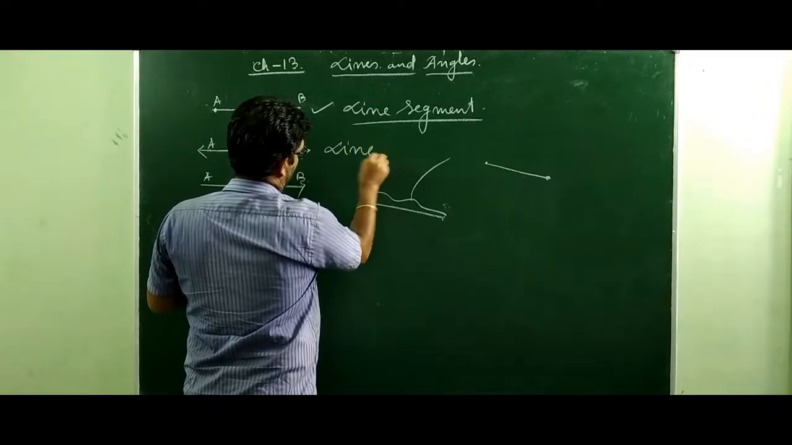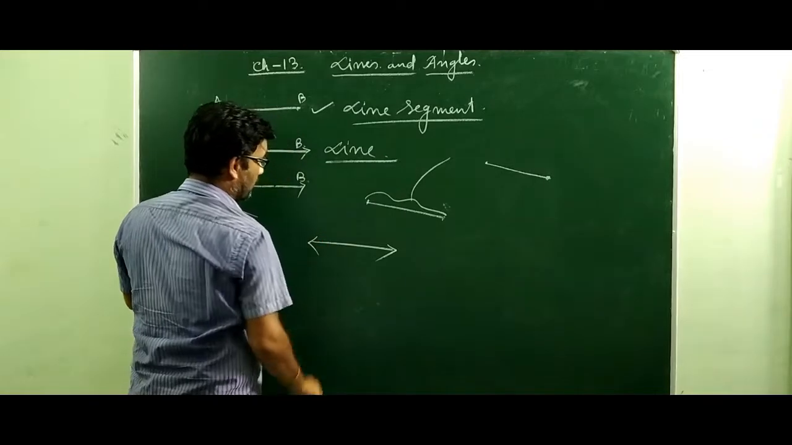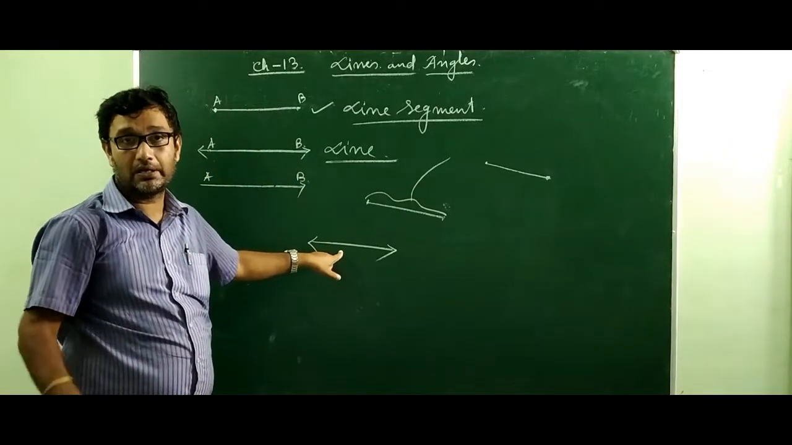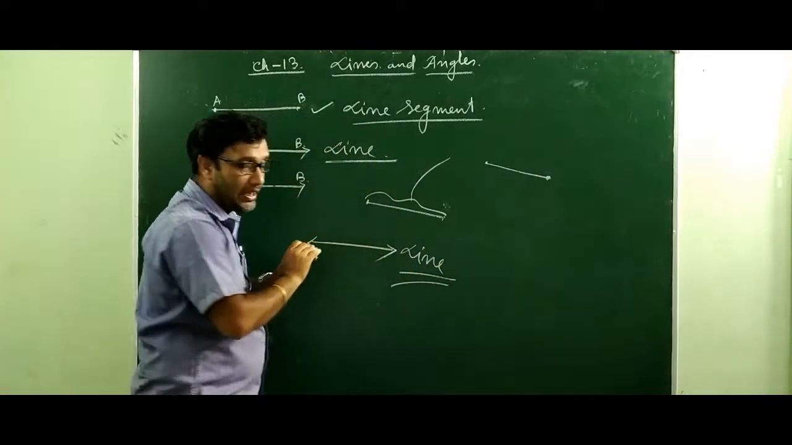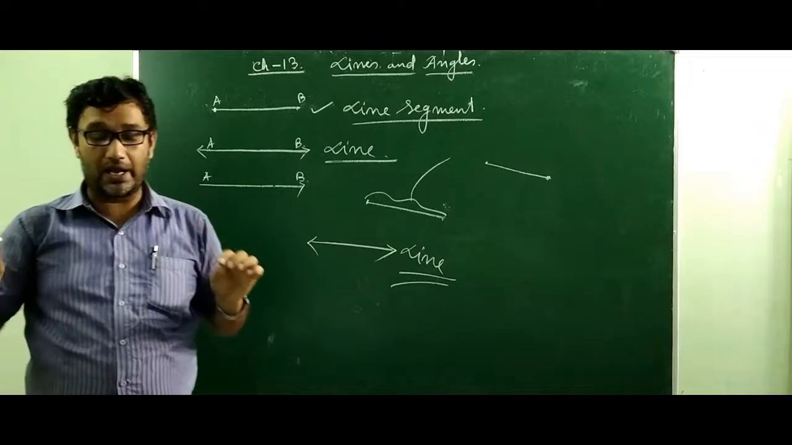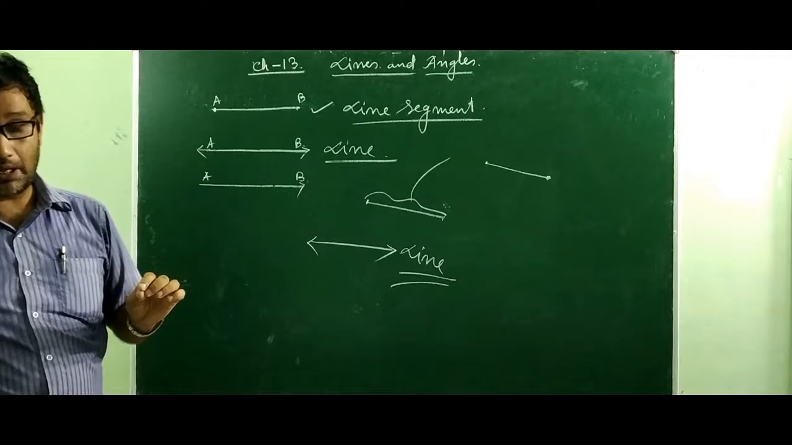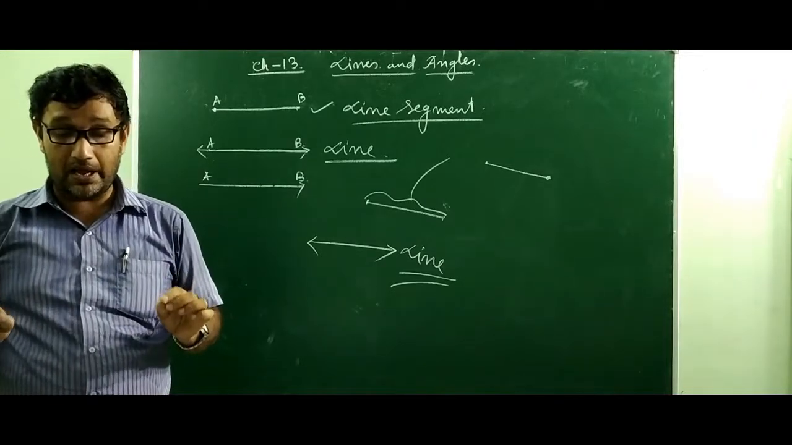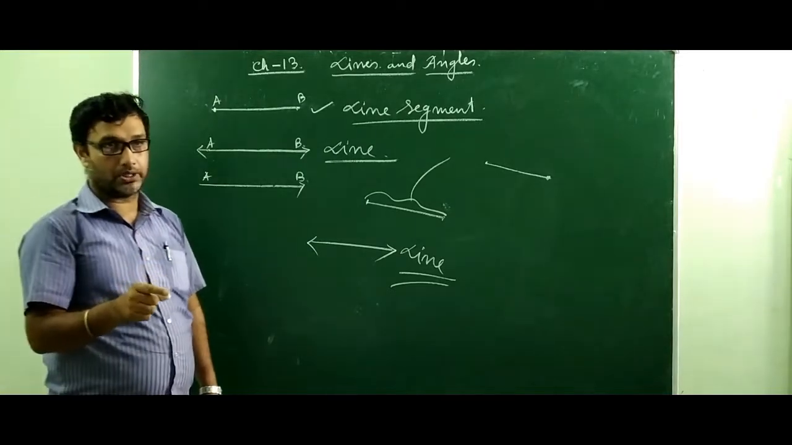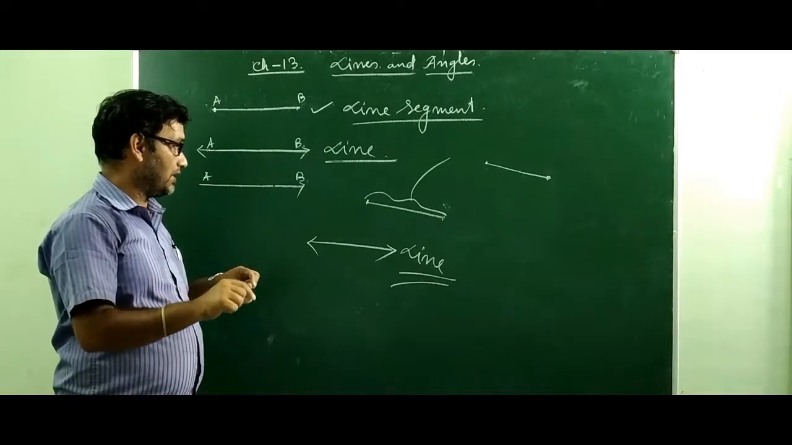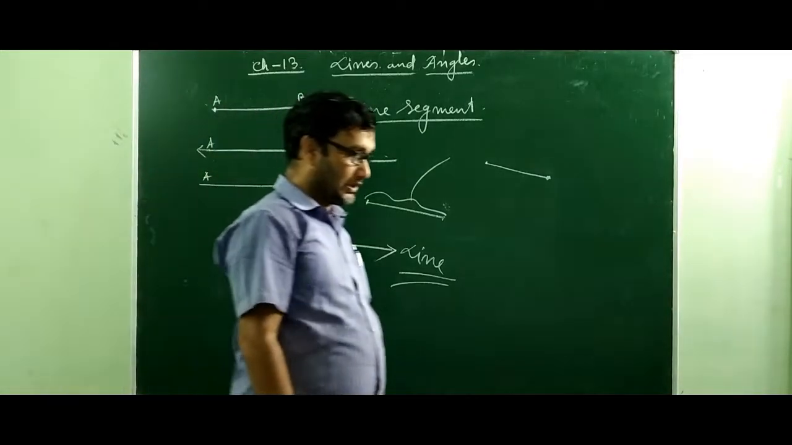Line means what? If a diagram is given with an arrow mark on this side and an arrow mark on that side, you can't say it is a line segment. It is a line. Why? Because you can extend it on both sides up to infinity. A line is a line segment extending infinitely in both directions, not only in one direction. So this one is called a line.